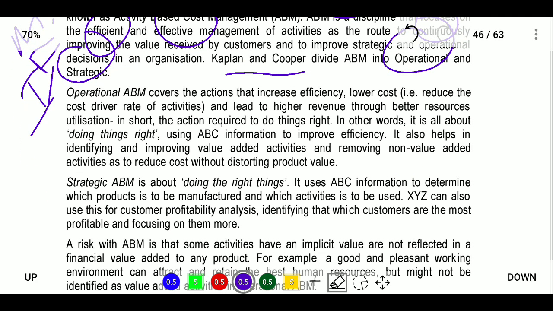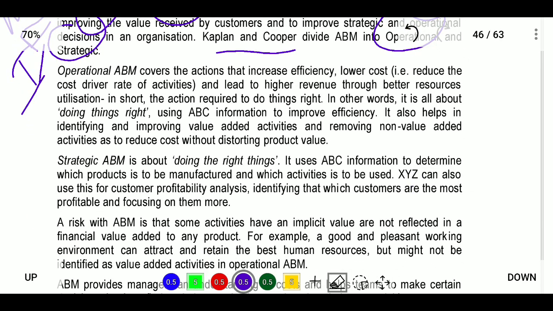Kaplan and Cooper said, what does operational ABM cover? It increases efficiency and lowers cost. It will increase your efficiency and reduce your cost and lead to higher revenue. So we will get higher efficiency, low cost and higher revenue, so better resource utilization. The action required is to do things right. So what is meant by operational ABM is doing things right.